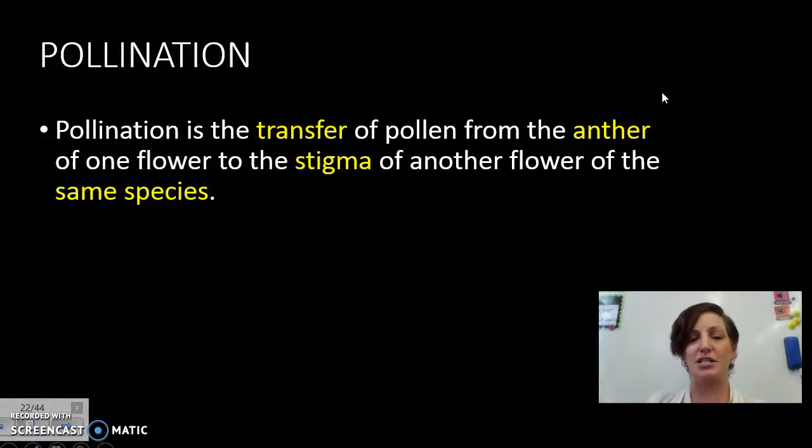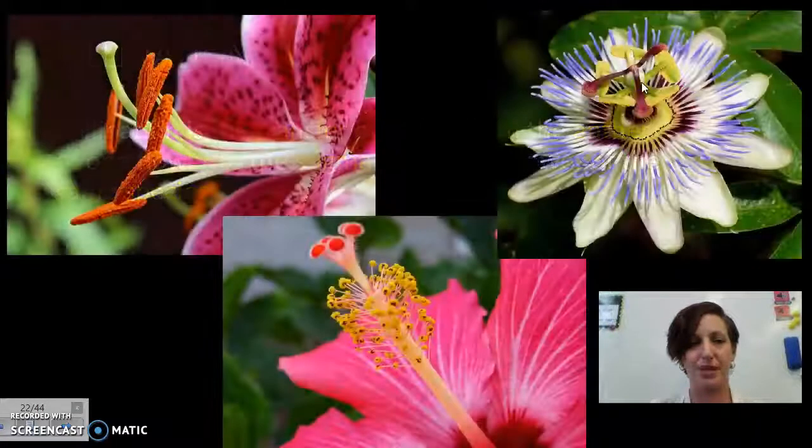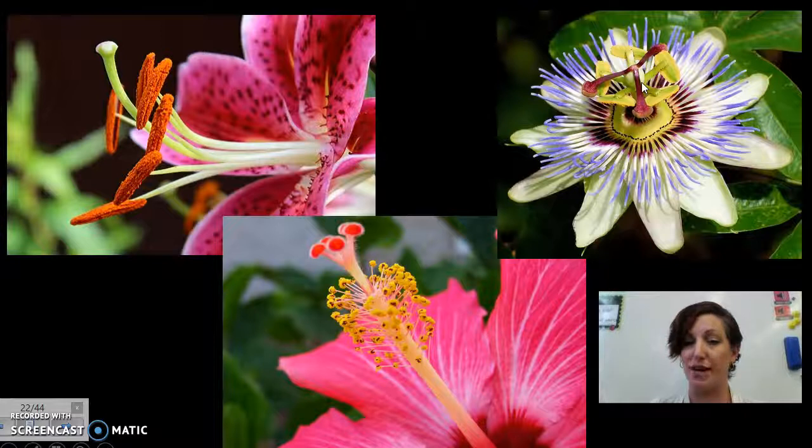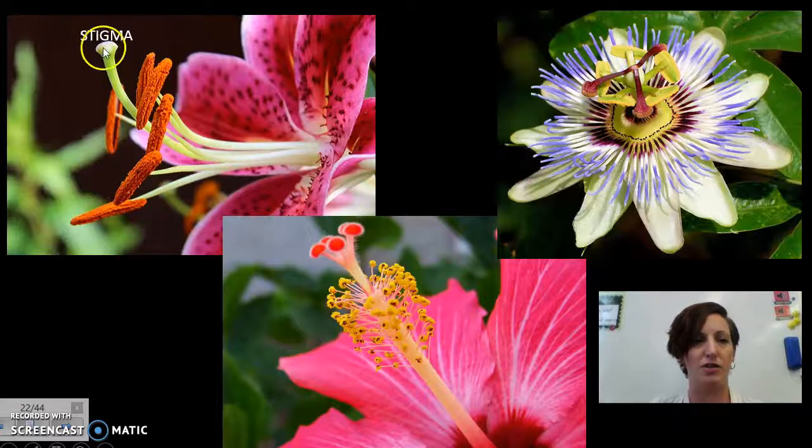Pollination is the transfer of pollen from the anther of one flower to the stigma, the sticky stigma, of another flower of the same species. So let's have a look at those 3 flowers again, and we can locate the stigmas. So first we have the stigma up here of the oriental lily.